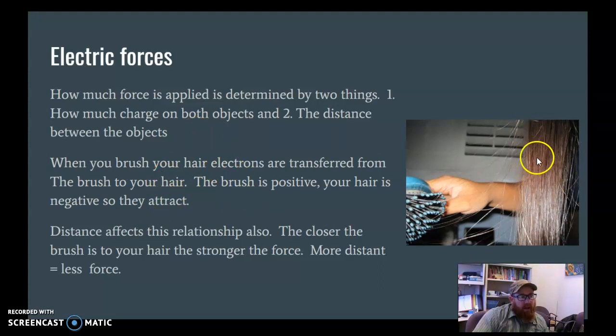So if you think about when you're brushing your hair, especially for girls or boys that have longer hair, when you brush your hair, electrons are transferred from the brush. So we have negatively charged particles that are moving from the brush to your hair. The brush then is positively charged, and your hair is negatively charged, so they're going to attract. If you take that brush and bring it close to your hair, you'll see that your hair is attracted to that brush. But the further away you get from it, the less attraction you have.